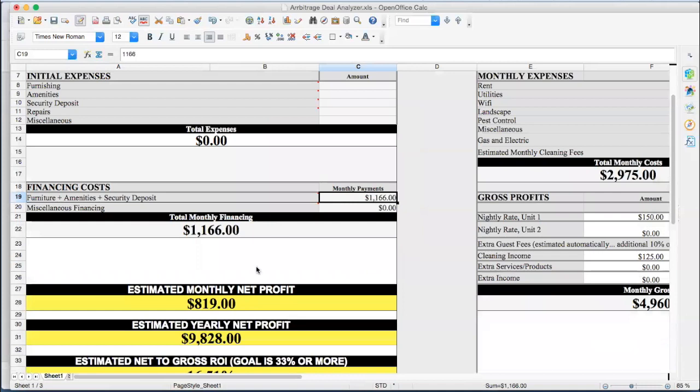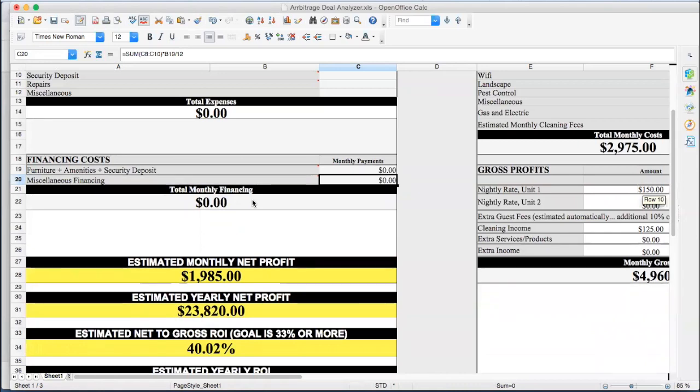But in year 1, instead of making $1,900 a month, you're making $819, and then you pay off that entire loan after 1 year. That's the way I structure them, so that by year 2, this is a 0, and now I'm making that $1,985 in year 2. Hopefully that makes sense. So that's what this financing section is for. You're just putting the monthly payments of what it costs you to raise this money up here.